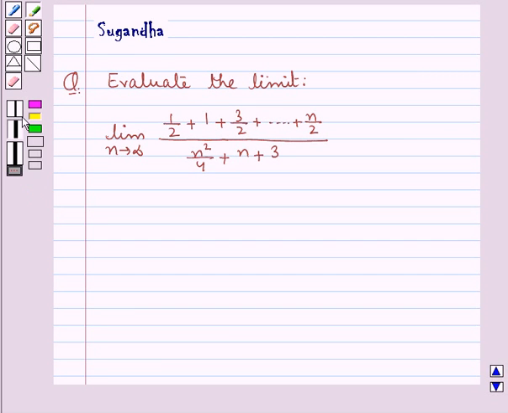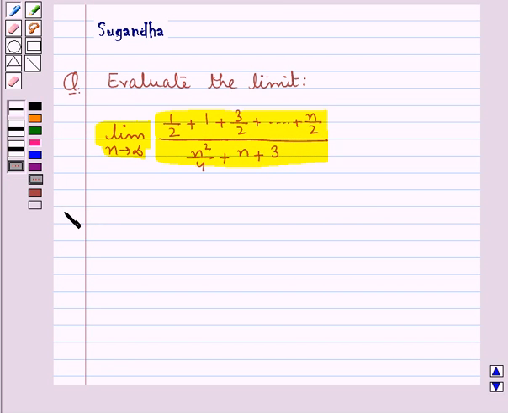Welcome to the session. In this session, we discuss the following question which says, evaluate the limit as n tends to infinity of (1/2 + 1 + 3/2 + and so on + n/2) upon (n²/4 + n + 3). Let's now move on to the solution.